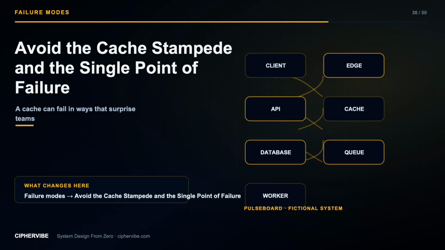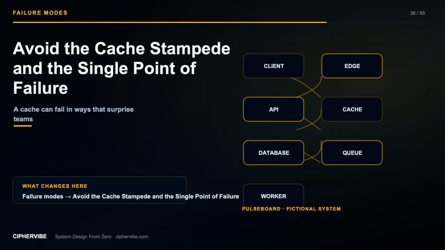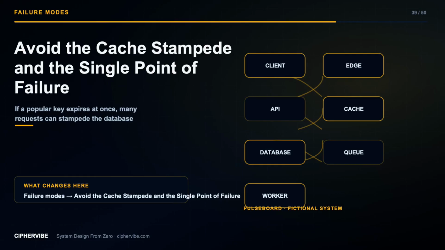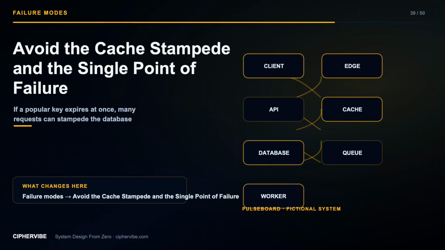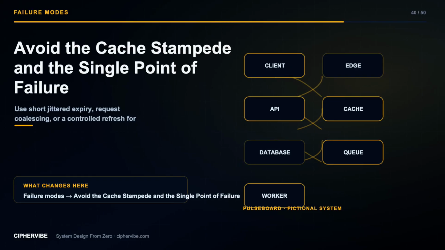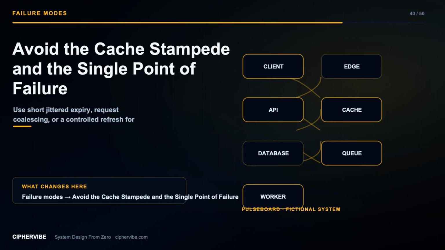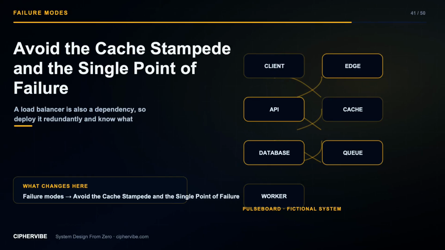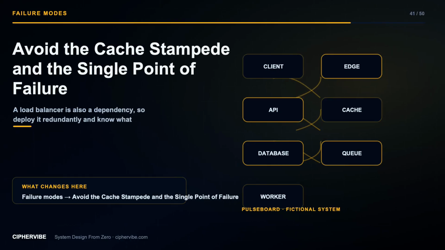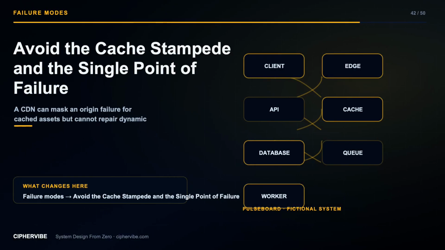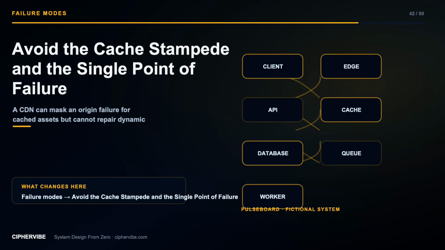A cache can fail in ways that surprise teams. If a popular key expires at once, many requests can stampede the database. Use short jittered expiry, request coalescing, or a controlled refresh for hotkeys. A load balancer is also a dependency, so deploy it redundantly and know what happens when its control plane is unavailable. A CDN can mask an origin failure for cached assets, but cannot repair dynamic actions.